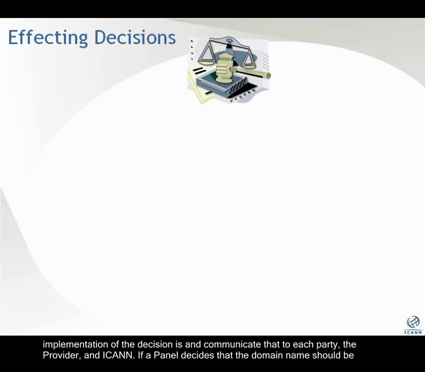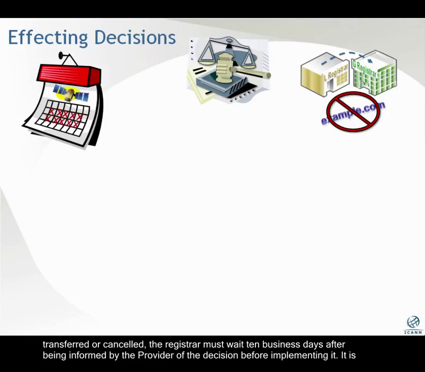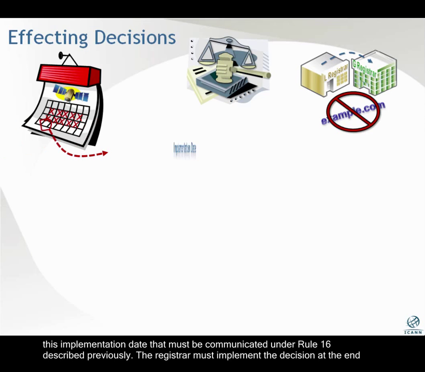If a panel decides that the domain name should be transferred or canceled, the registrar must wait 10 business days after being informed by the provider of the decision before implementing it. It is this implementation date that must be communicated under Rule 16 described previously.